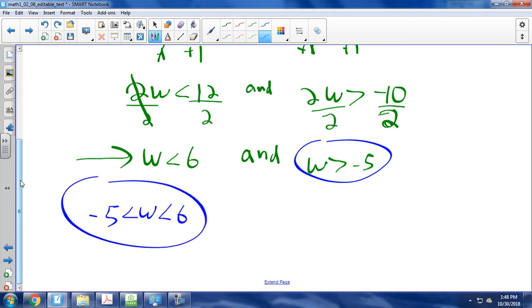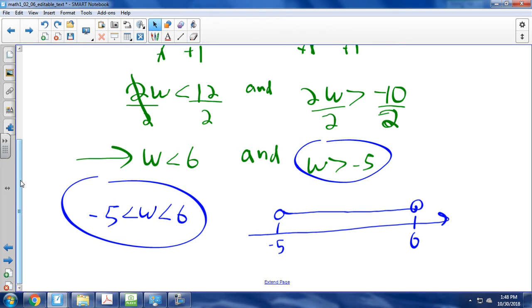And what does it look like on a number line? Well, at 6, we'd have an open circle. At -5, we'd have an open circle, and we'd be going in between them. We'd be going greater than the -5 and less than the 6, and that's what our graph would look like. So that's where we're at.